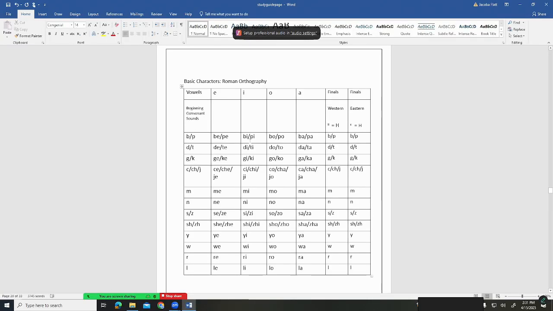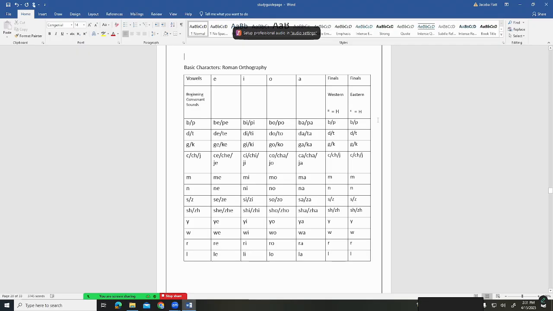So in Roman orthography, the vowels E, I, O, A are written. This is all written in English. Be, bi, bo, ba. De, di, do, da.